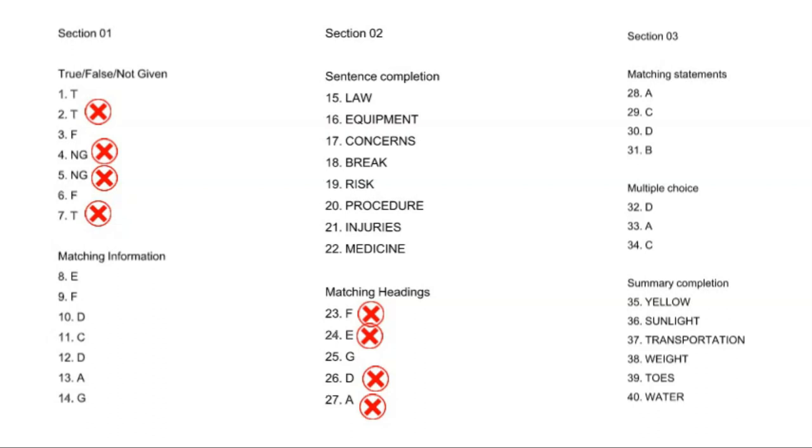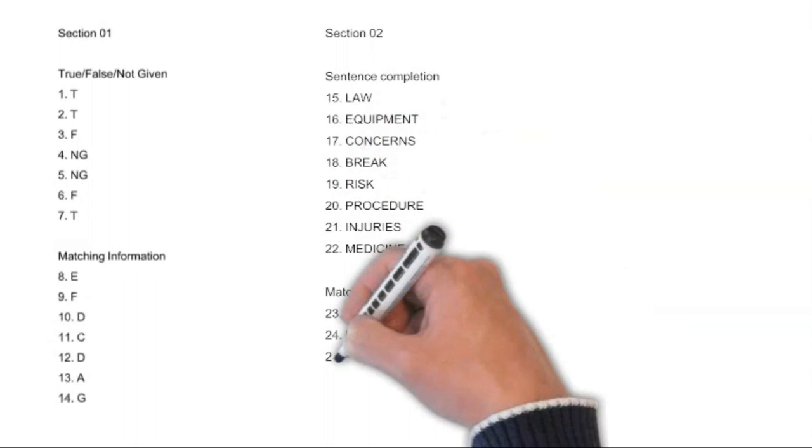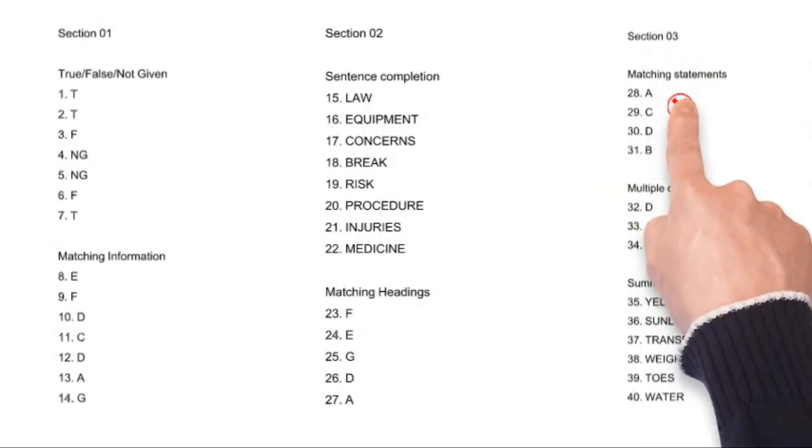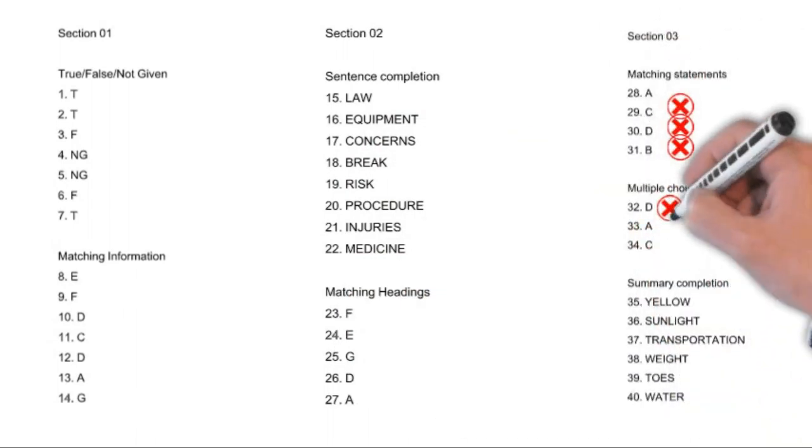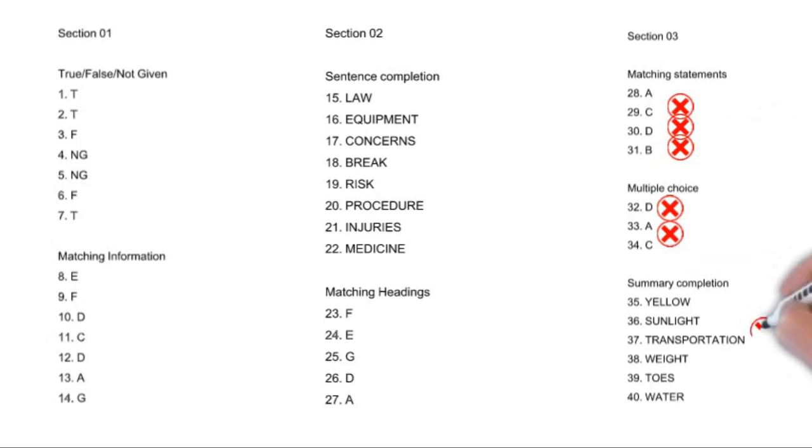Now let's look at a different student. This student gets nearly all the questions correct, but they get ten of them wrong. So section 1 is quite easy. Section 2 gets a little bit more difficult, and section 3 gets even more difficult still.